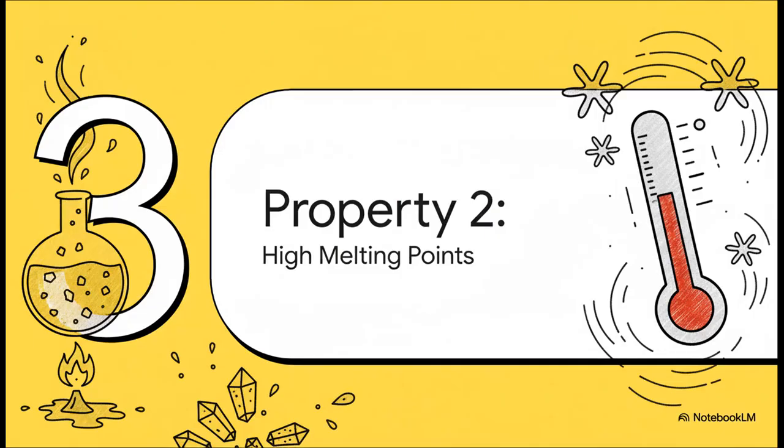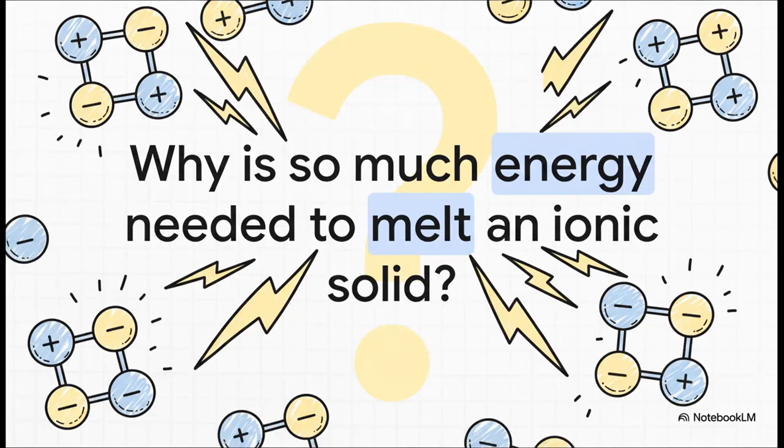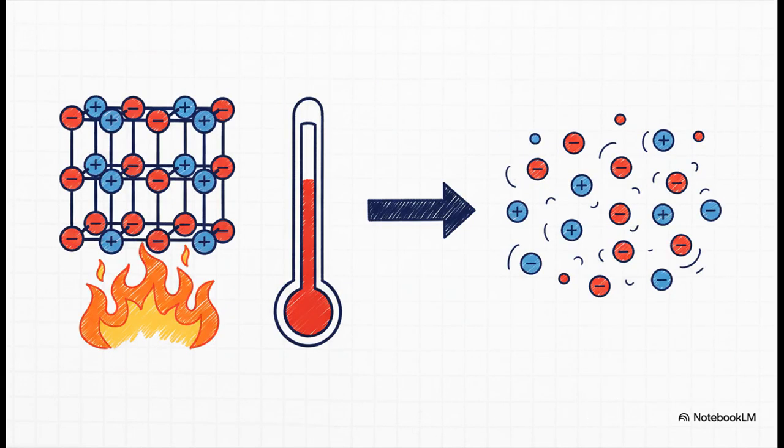Now let's see what happens when we try to heat these compounds. As you can see from this table, which is from your textbook, ionic compounds have very high melting and boiling points. Just look at the numbers for sodium chloride, 1074 Kelvin for the melting point. That's very, very hot. I want you to pause and think for a moment. What is holding the solid together that requires so much energy to break it? That's right. It all comes back to that strong attraction. The positive and negative ions are held together so tightly in the crystal structure that you need a large amount of heat energy to make them move apart and turn into a liquid.